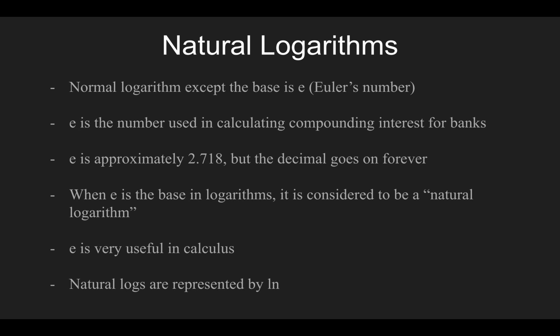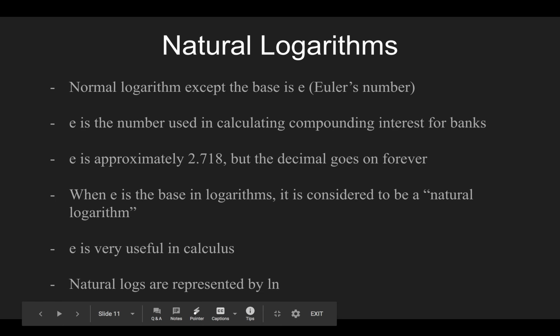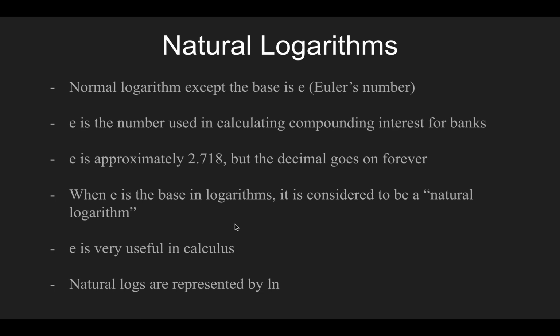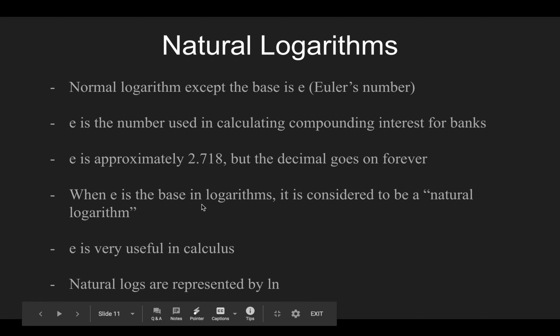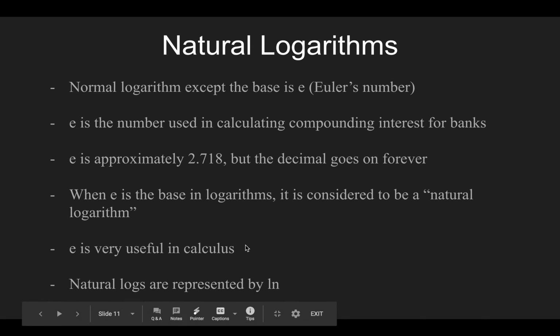All I know is that it is the base in the logarithm, right? So it's where this negative 4 is right here. It'd be log base e of whatever. So when e is the base in logarithms, it's considered to be a natural logarithm. E is extremely useful in calculus. Like I said at the beginning of the video, I'll just be touching on it at the very end, but mostly you're going to focus on common logarithms. Natural logarithms are very useful in calculus. We use them all the time.